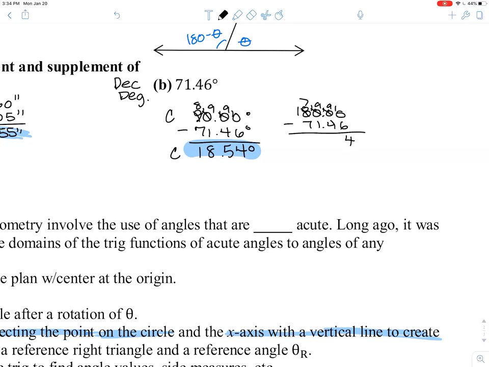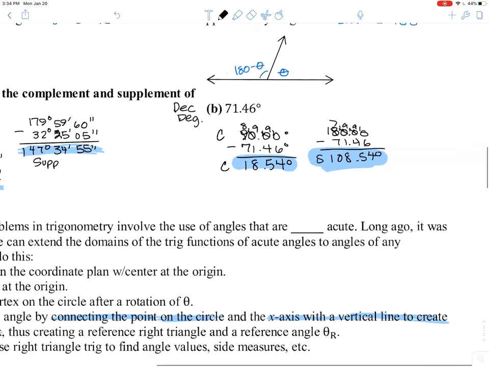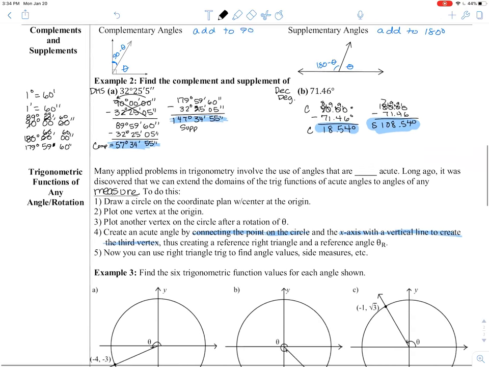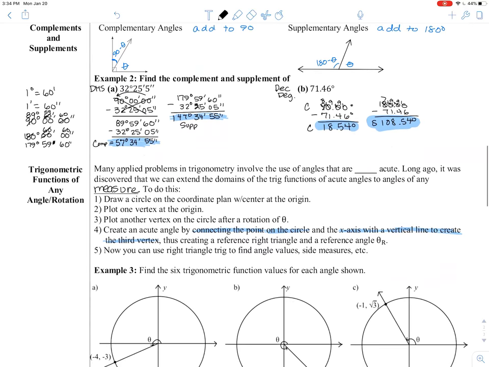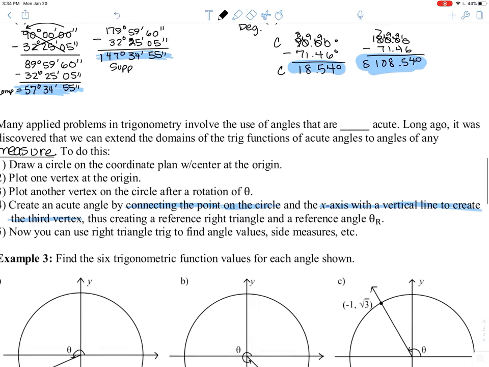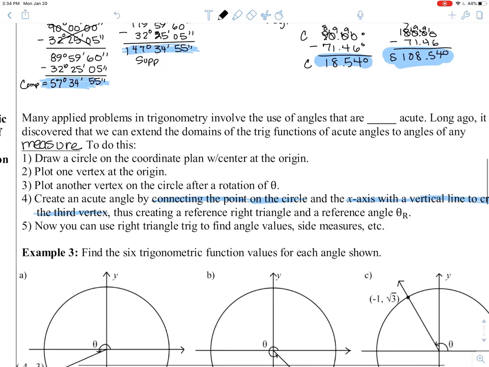Just borrow as you go and you get your supplement of 108.54 degrees. And so there's a little practice with degrees, minutes, seconds, and decimal degree notation without a calculator. All right.